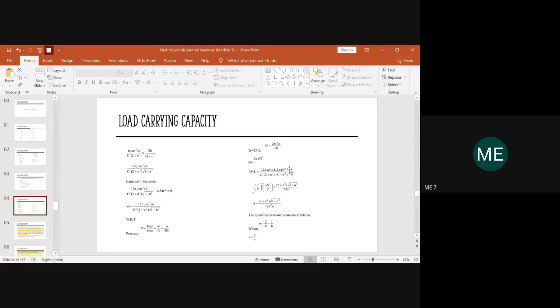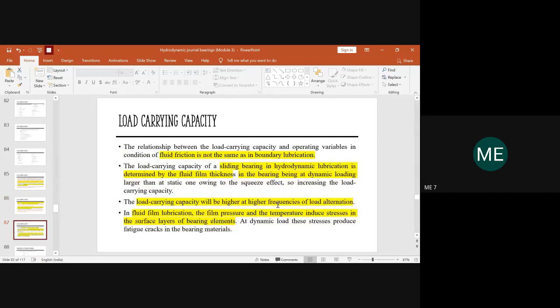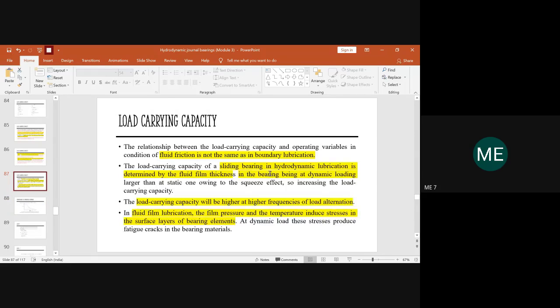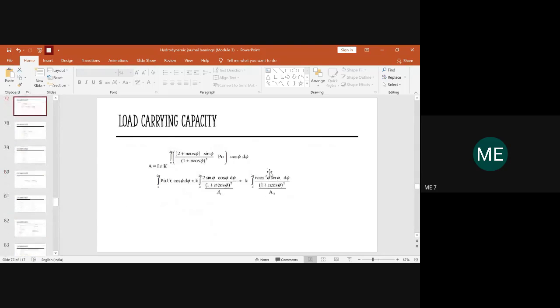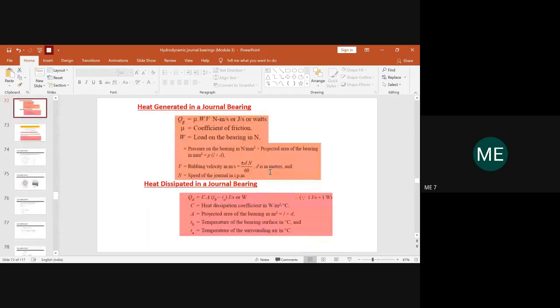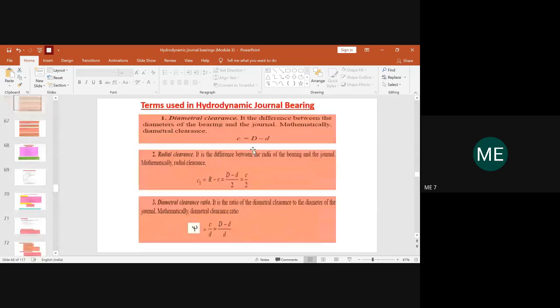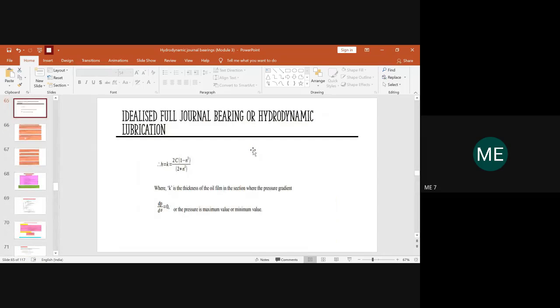In our syllabus, we have problems associated with the full journal bearing. So you should know the equation for load carrying capacity, the Sommerfeld equation, the coefficient of friction value, and how we determine the power and the losses. I have already brushed up on all those equations, which usually come across in the numericals, in previous classes. All these terminologies play a vital role in solving problems on the full journal bearing.